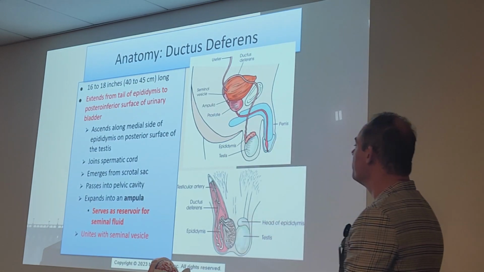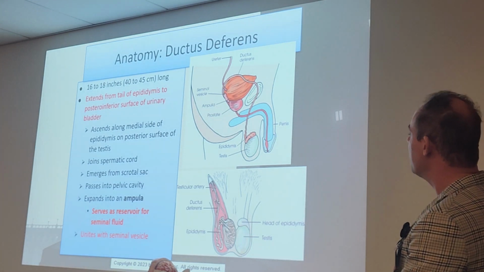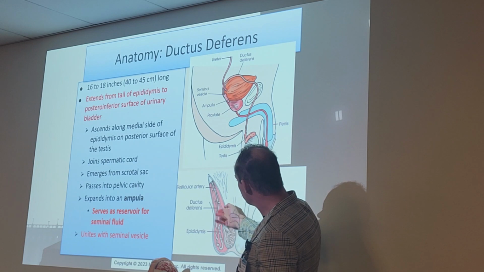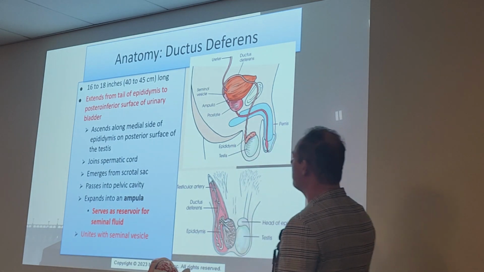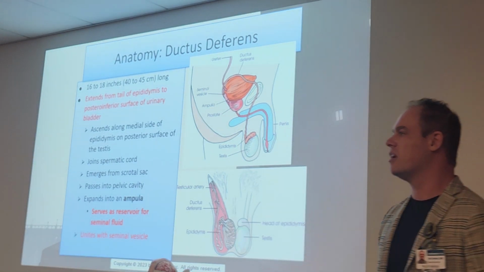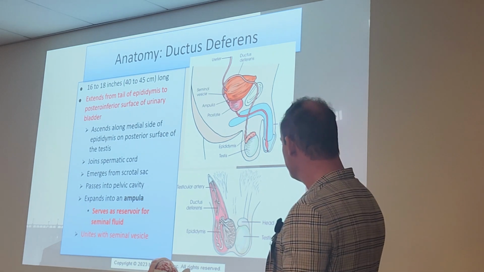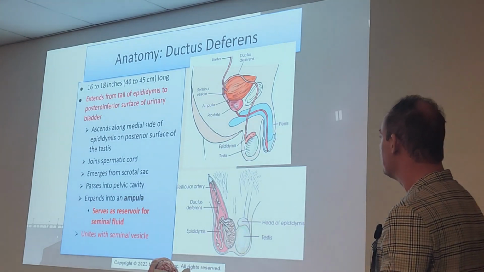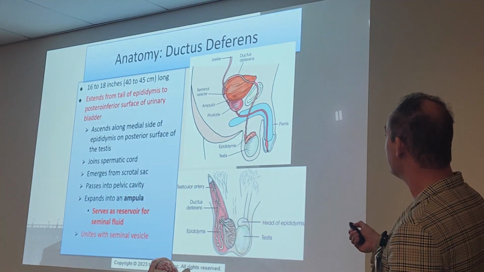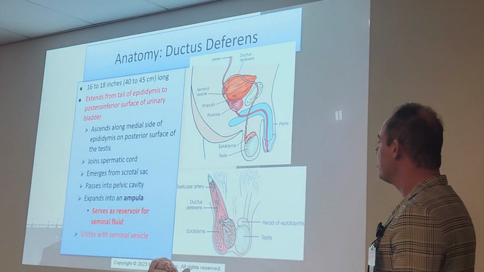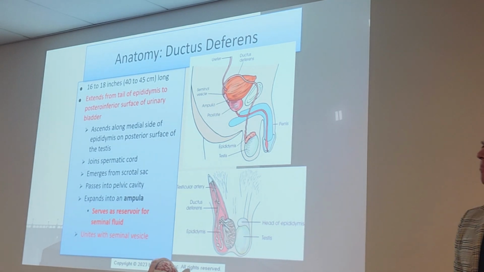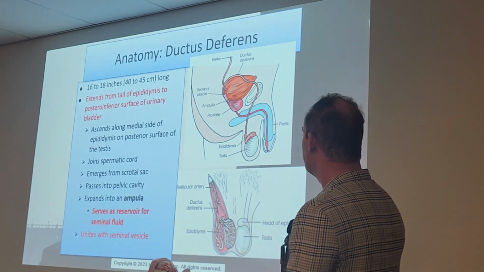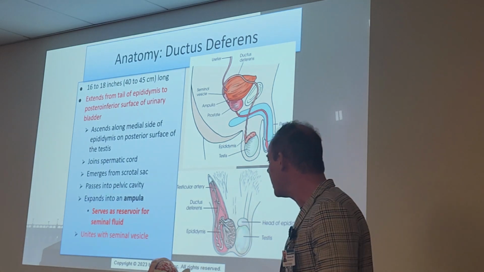All right, so from the epididymis, we're going to go to the ductus deferens. That's these little thin tubes right here. So those are 16 to 18 inches long. They extend from the tail of the epididymis, which is right here, to the posterior inferior surface of the urinary bladder. So they go way up here on top of the bladder. They ascend along the medial side of the epididymis on the posterior surface of the testes.